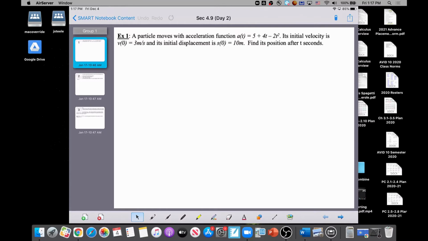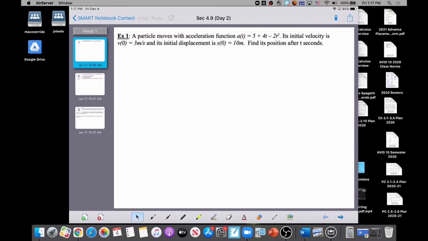So we're just going to jump right in, knowing that whatever we're doing here, we're probably going to have to find antiderivatives of functions. Example 1 is a particle problem. A particle moves with acceleration function a of t equals 5 plus 4t minus 2t squared. So we are given acceleration, which we know is the second derivative of position and is the first derivative of velocity. Its initial velocity is v of 0 equals 3 meters per second.